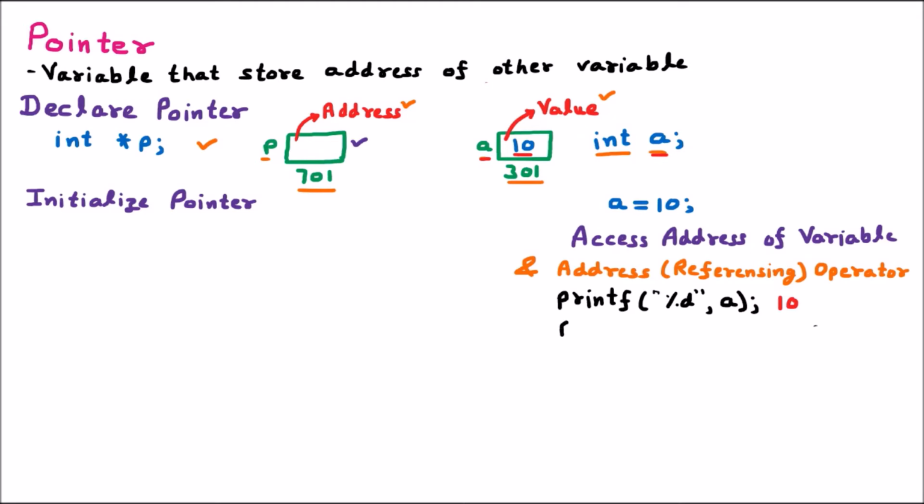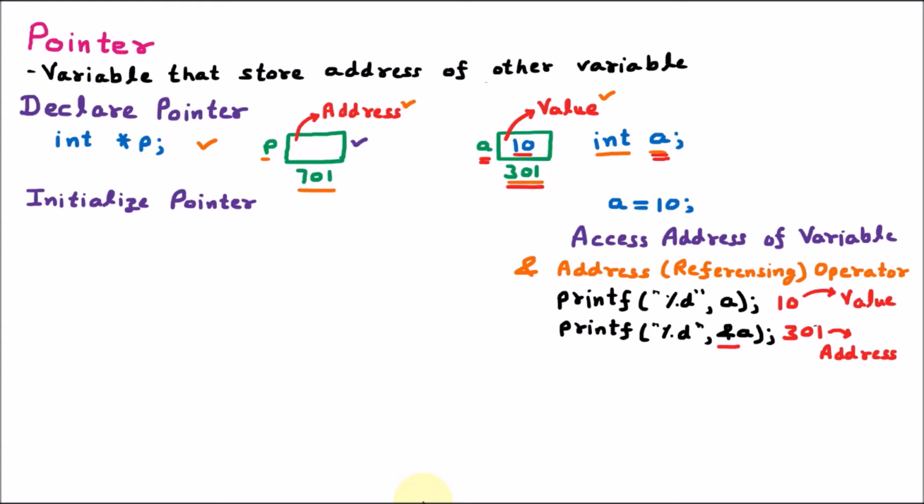But let us suppose I write printf, then %d for the integer value, then a comma, and I write &A, where & is the address operator. Now this variable A has its address, that is 301. So the answer will be 301. Understand that this 10 is the value and this 301 is the address. And how are we finding this address? By using the referencing or address operator.